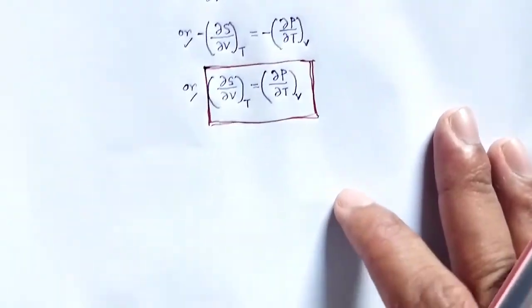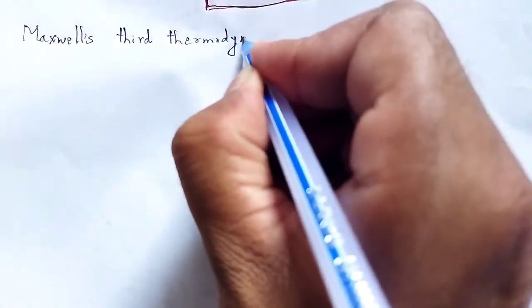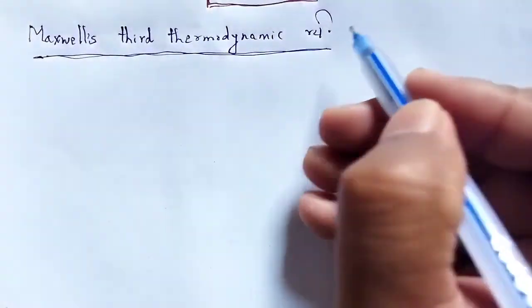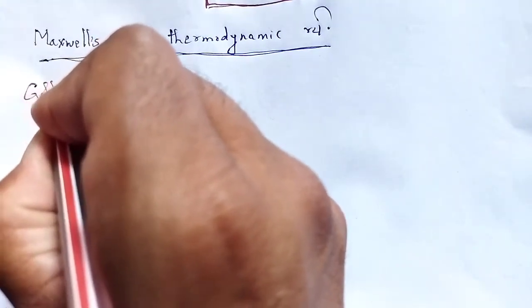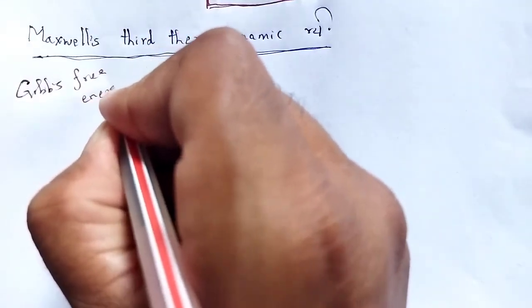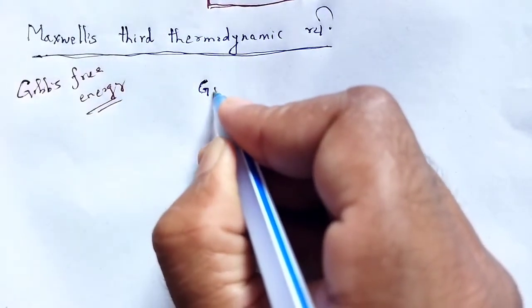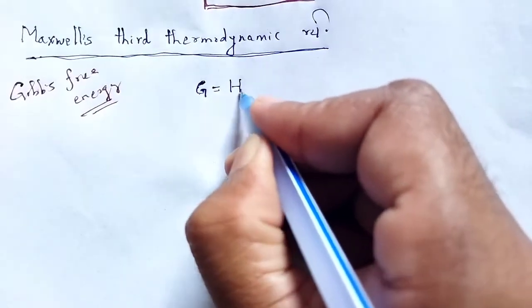Now Maxwell's third thermodynamic relation. Here we take another thermodynamic potential, that is Gibbs free energy. We know Gibbs free energy, that is G, is equal to H minus TS.